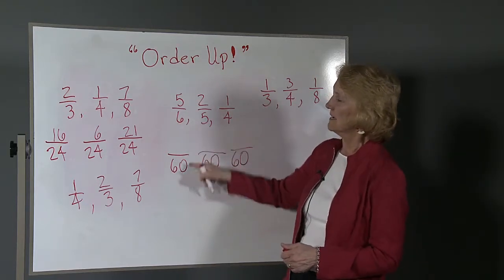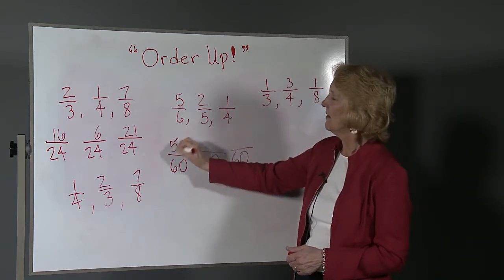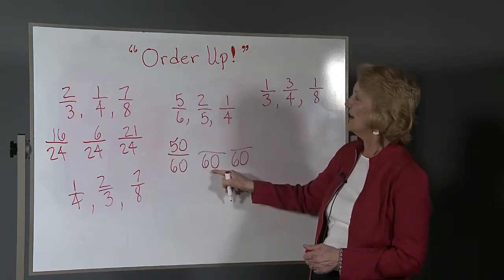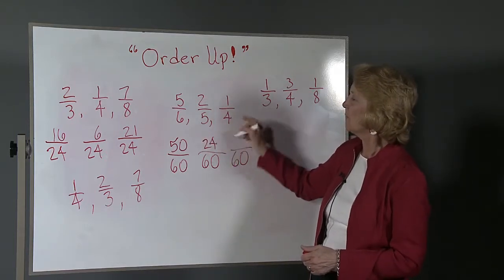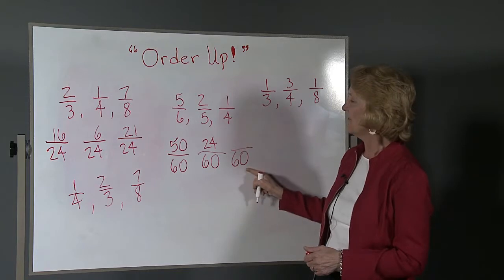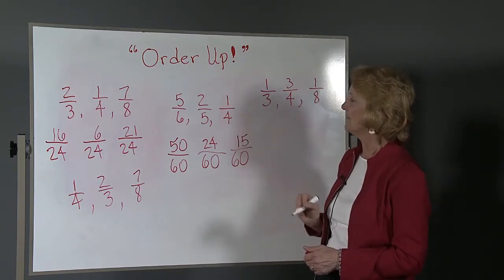Okay, 6 times 10 will give you 60, so 5 times 10 will give you 50. 5 times 12 is how you get 60, so 2 times 12 is 24. 4 times 15 gives you 60, so 1 times 15 is just 15.